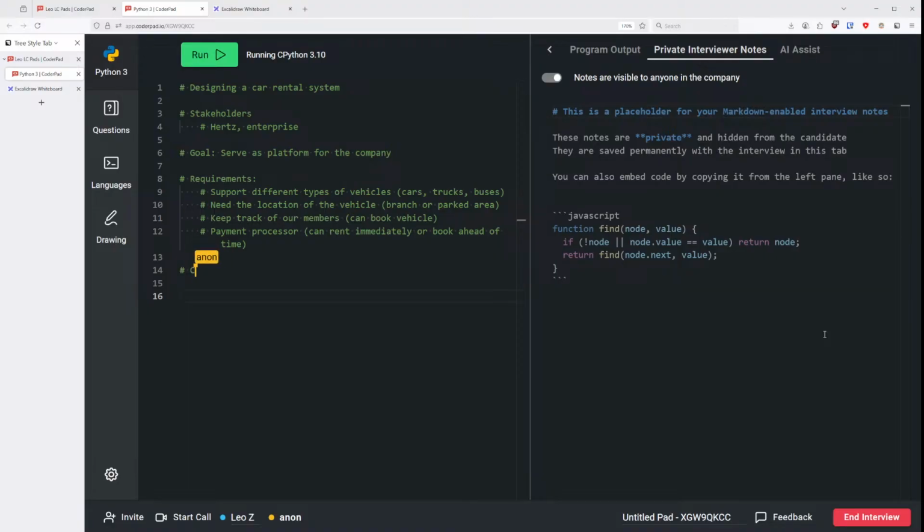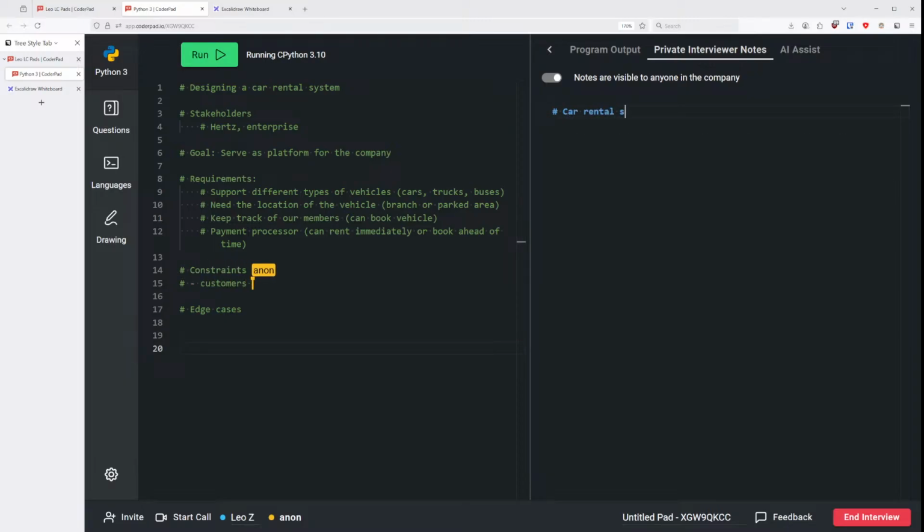So let me just write out some things. I have some constraints that we need, edge cases. We can just say for constraints that customers must be a member to book a vehicle. Let's see what else.